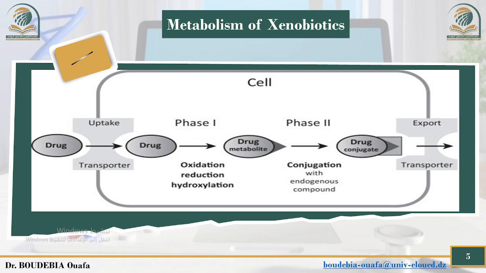How does our body process xenobiotics? There are two main phases of metabolism. In phase 1, the compound is modified by oxidation, reduction, or hydrolysis using enzymes like cytochrome P450. In phase 2, the modified compound is conjugated with molecules like glucuronic acid or glutathione to become water soluble and easily excreted.